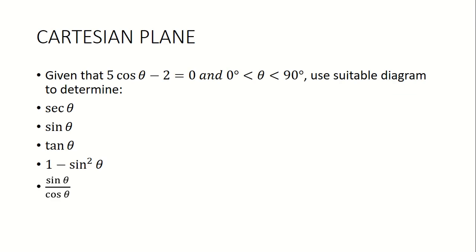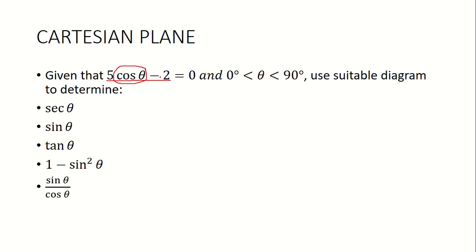Now let us look at this example here. I'm going to do the same thing. I'm simply repeating the same thing again, guys. I'm going to take my given equation and make cos theta the subject of the formula, meaning that I'm going to take 2 to that side. When I transpose 2 to that side, it will be positive, and then I'm going to divide by 5. So on the right hand side, I'll have 2 over 5. Please remember the ratio we're dealing with here is simply cos.